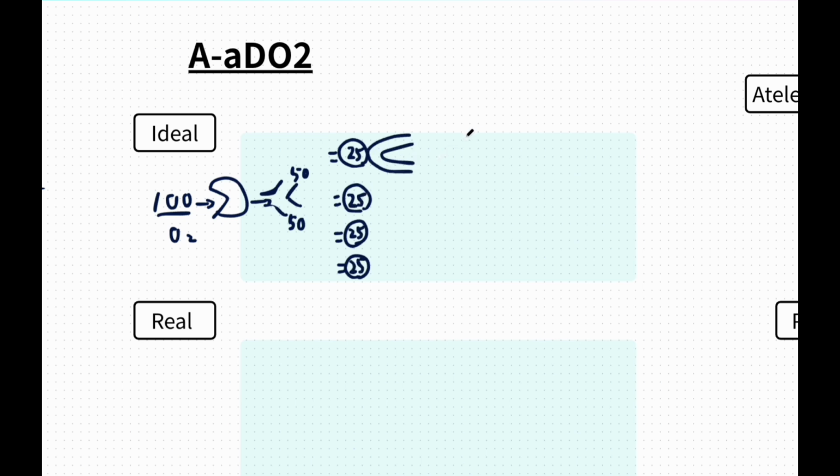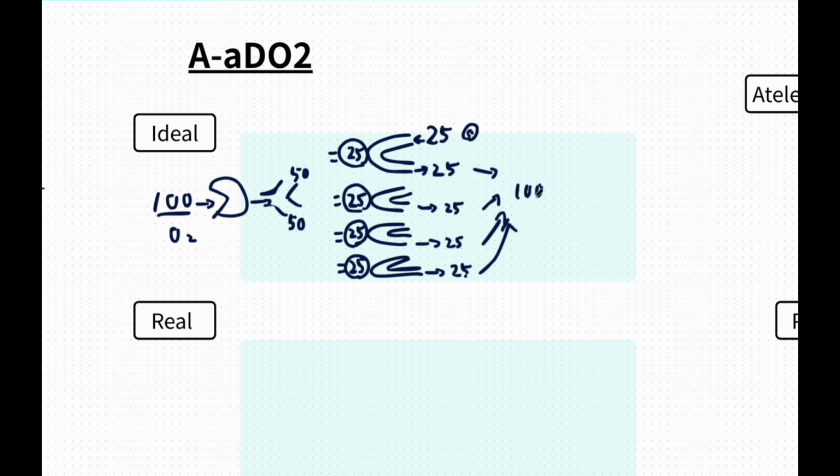Blood flow enters with hemoglobin, the carrier of oxygen, so each alveolus gets 25 and takes up 25. For 4 alveoli, the total of 100 units is transferred into the bloodstream. In this perfectly idealized model, alveolar oxygen equals 100, arterial oxygen equals 100. So the gradient equals 0.